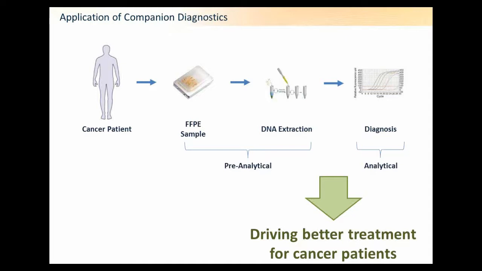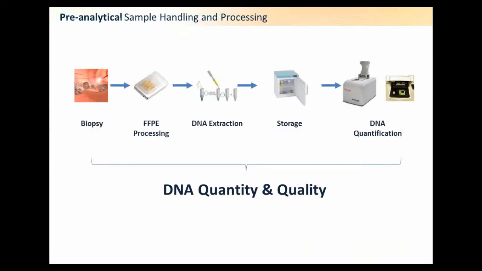You then have to do a DNA extraction step. For me, this is where, together with the FFPE sample processing and the DNA extraction, I would call this the pre-analytical step, and then you go on to the diagnostic assay, which will be the analytical step. And all of this together within companion diagnostics is looking to drive better treatment for cancer patients, because you're looking to triage patients where if they have a specific mutation, you can push them onto a specific and positive drug therapy.